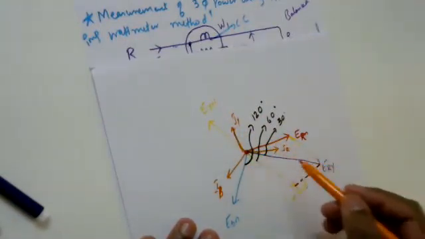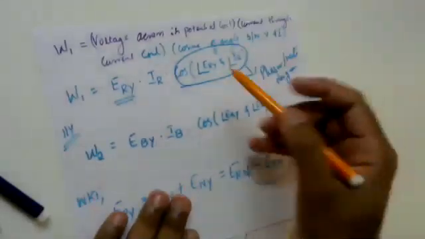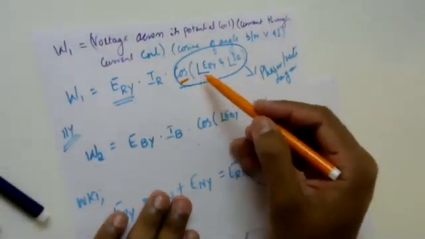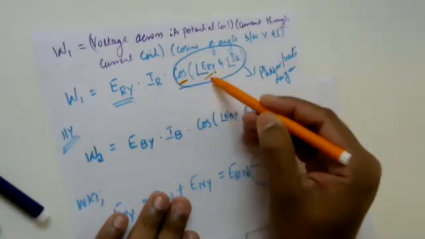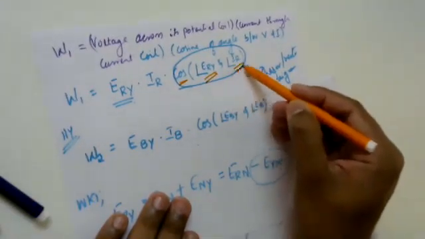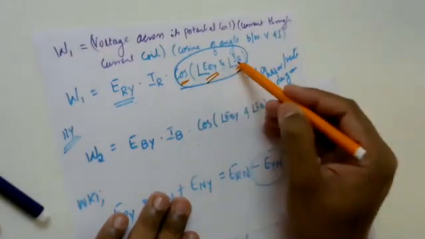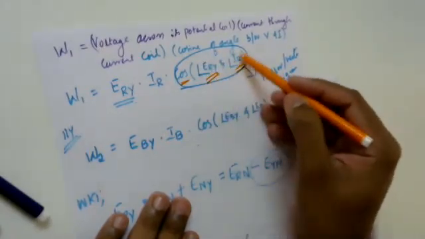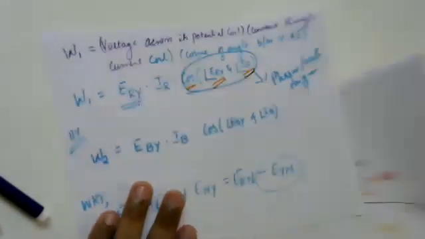Now what is it that I want? You see the equation. What I want is the angle between, however, this cos will come by default. I want the angle between ERY and IR. This angle I want between the vector ERY and IR. What is the angle? That angle I want. Now how to get this?